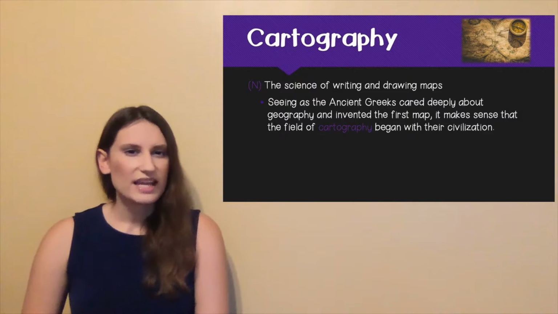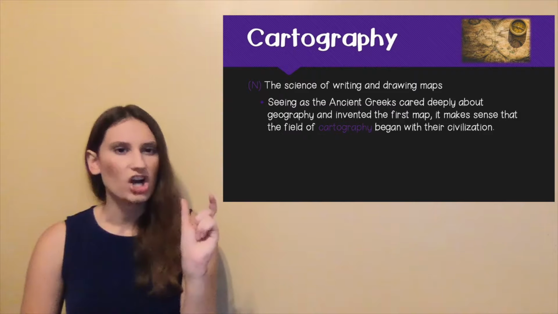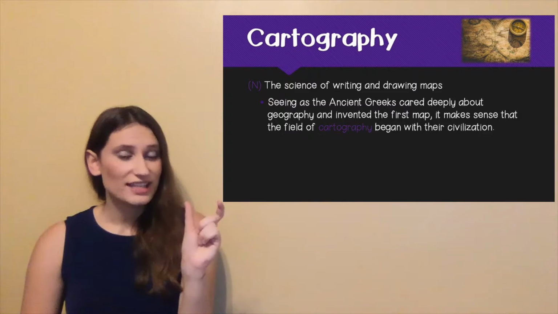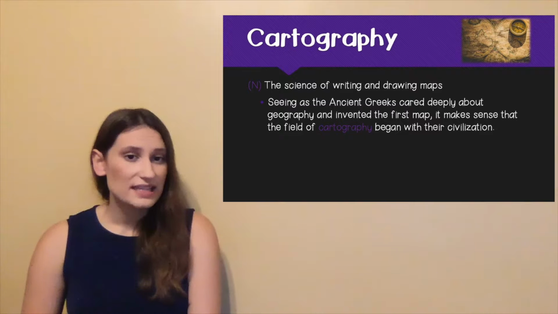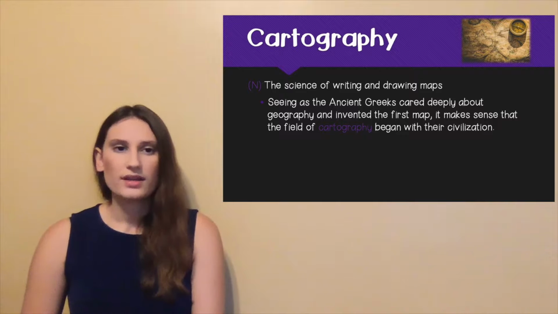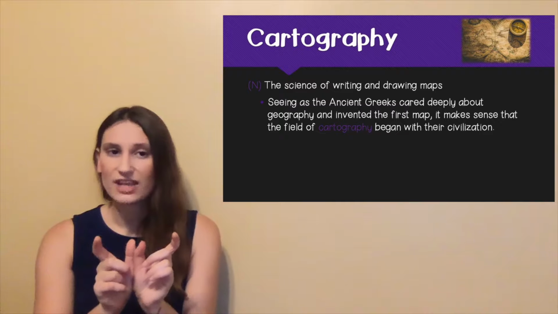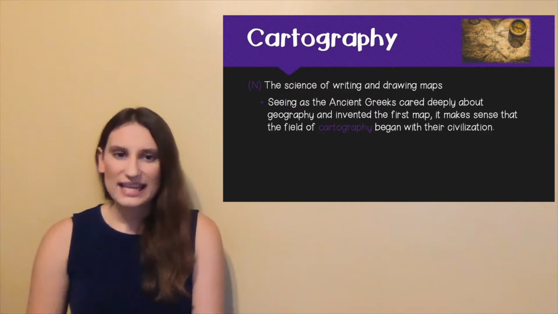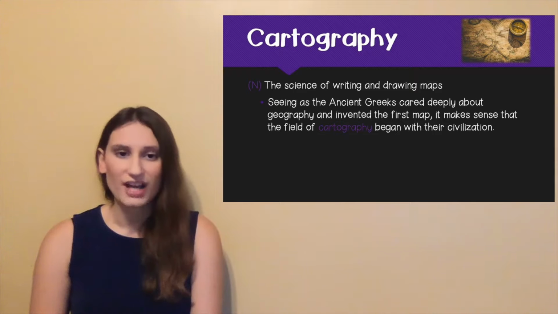Cartography. Now this is going to do with writing, but it's a little different. It's qualified by that cart, and that cart is about maps. And cartography means the science of writing and drawing maps. It is a noun. You can see how those two words mesh together to make a new meaning. Seeing as the ancient Greeks cared deeply about geography and invented the first map, it makes sense that the field of cartography began with their civilization.